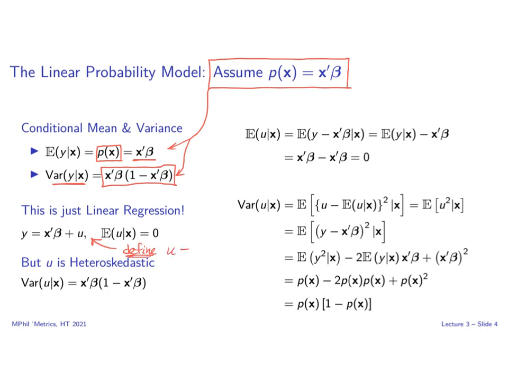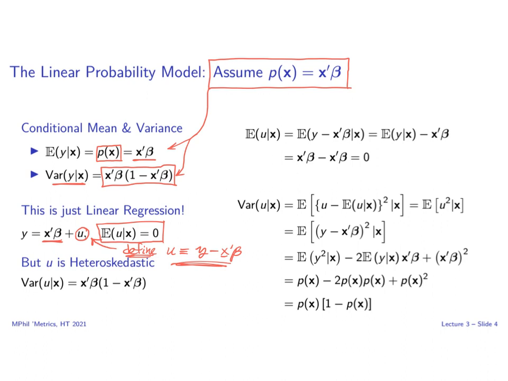Well, it's because we can in fact write y as the sum of two components. First, x prime beta, and second, u, an error term, where we construct this u such that the expected value of u given x is 0. In other words, we can write y in the form of a linear regression model. So why is this the case?